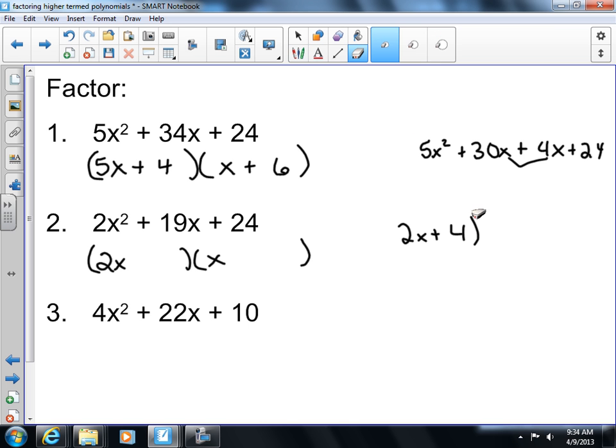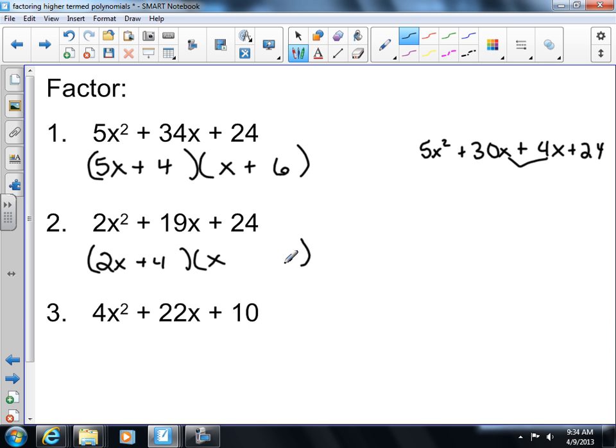Oops. Let me put it over here. Okay, so I got 2x squared plus 12x plus 4x plus 24. Is that going to work? Okay, let me try switching them.